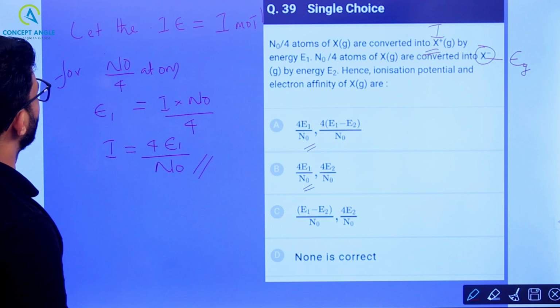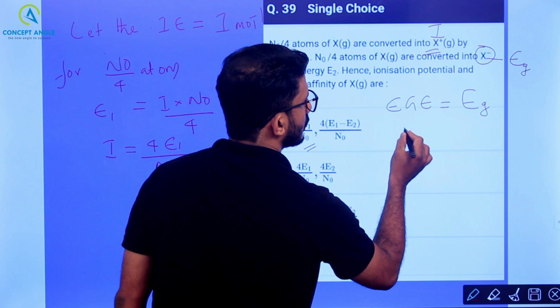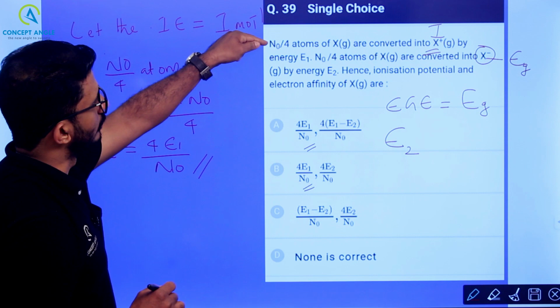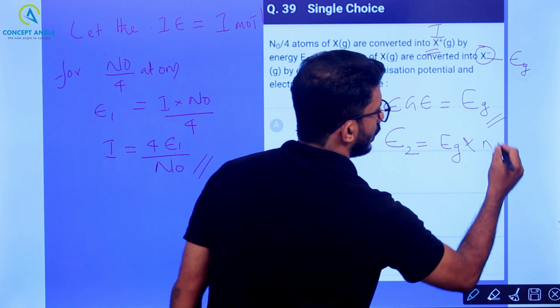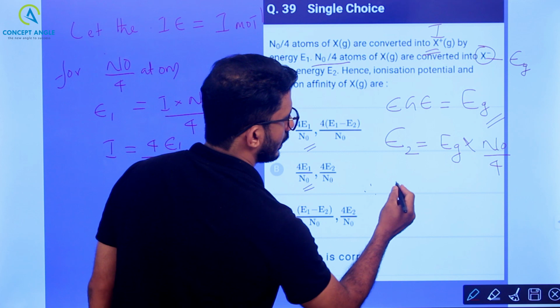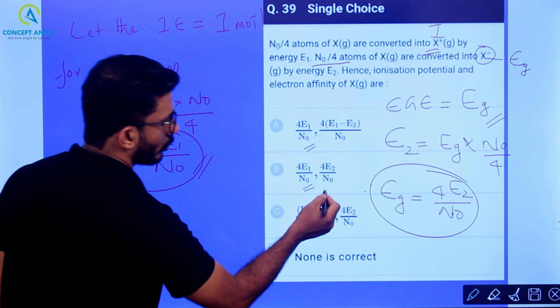Next, let the electron gain enthalpy be Eg. So E2 is for 1 mole, Eg for 1 mole. Eg into how many moles is given here, that is N0 by 4. Eg into N0 divided by 4. Therefore the electron gain enthalpy Eg is equal to 4E2 by N0. Here we had 4E1 by N0, and this is 4E2 by N0.